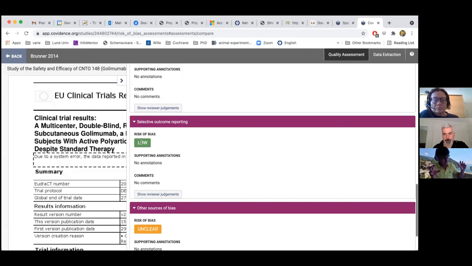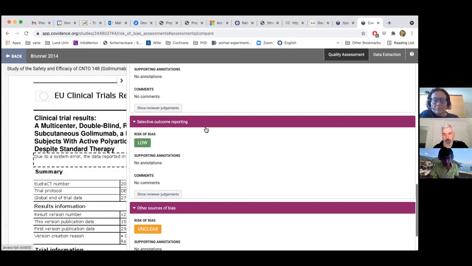There might be some outcomes, for example, that are specified in the protocol and not in the final report. And in that case, we are not happy. So we should put it here in this selected outcome reporting. But it might also be vice versa, that one outcome is not present in the protocol, then it's popping up at the end of the final publication.